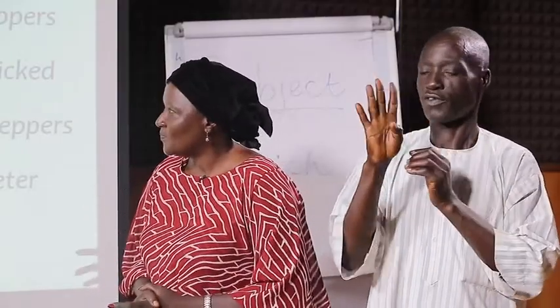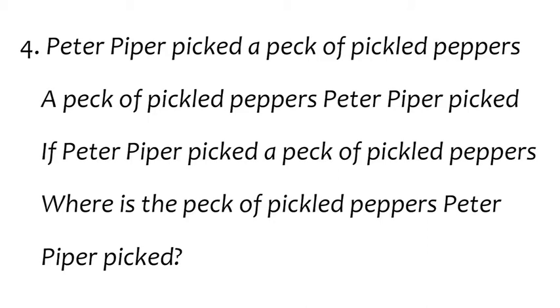Number 4, we have another tongue twister here written in about 5 lines, and it reads, Peter Piper picked a peck of pickled peppers. A peck of pickled peppers Peter Piper picked. If Peter Piper picked a peck of pickled peppers, where is the peck of pickled peppers Peter Piper picked? You see the repetition, p, p, p, p. That's a bilabial plosive, if you remember your consonant sounds.